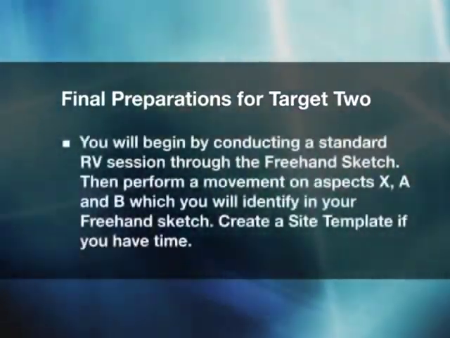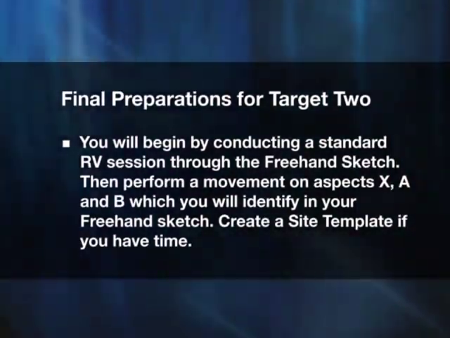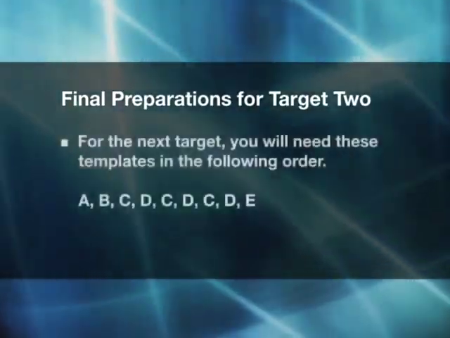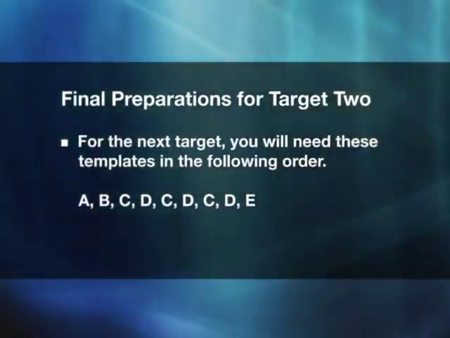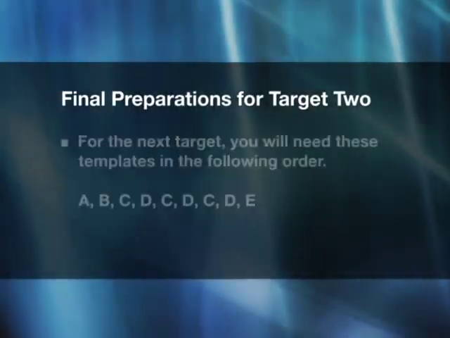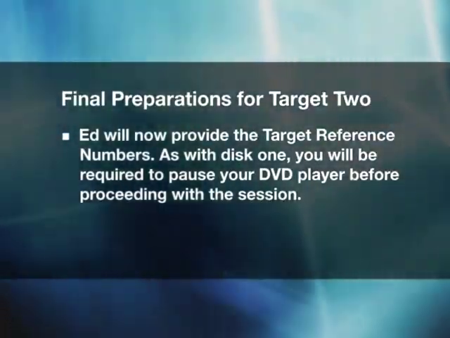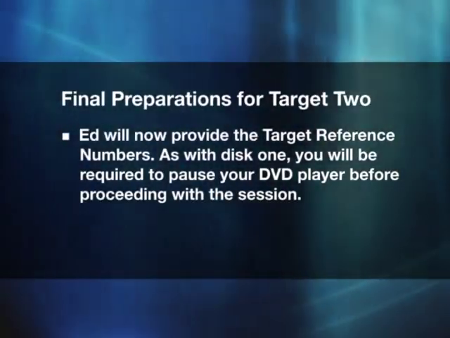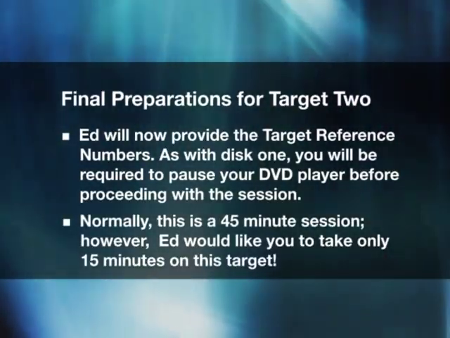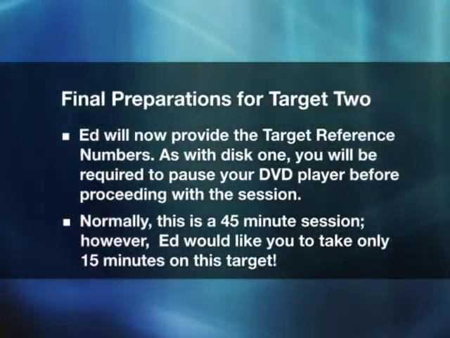This target requires that you have templates A, B, 3 sets of templates C and D, along with template E. The order of your templates should be A, B, C, D, C, D, C, D, E. In just a few moments, you will see Ed Dames provide the target reference numbers for Target 4. At that time, you must pause your DVD player while the target reference numbers are displayed on the screen and immediately begin your session.